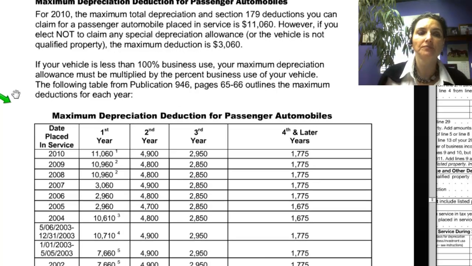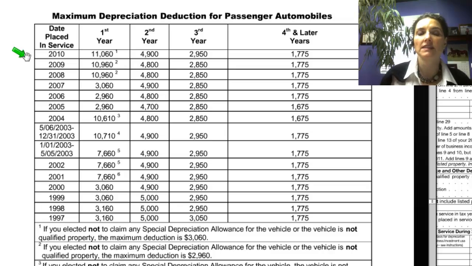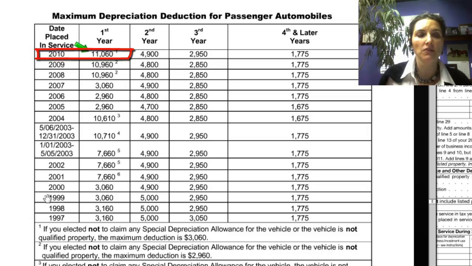Here you will see if 2010 is the first year that you placed your vehicle in service, then the maximum deduction is $11,060. But you can see that there's a little 1 next to there, and if you go down, it says if you elected not to claim any special depreciation allowance for the vehicle or the vehicle is not qualified property, then the maximum deduction is $3,060 only. Now, in the second year, your depreciation deduction is limited to $4,900. In the third year, $2,950, and in the fourth and all later years, $1,775.